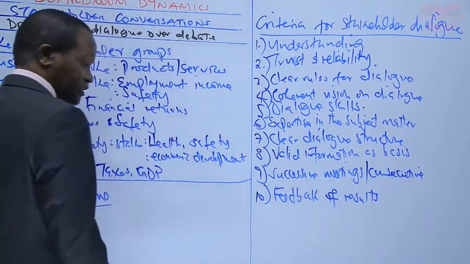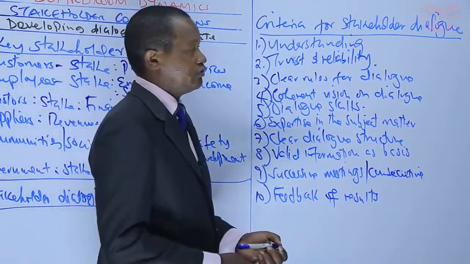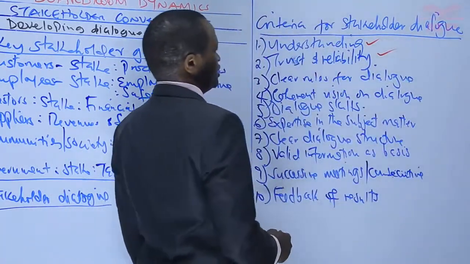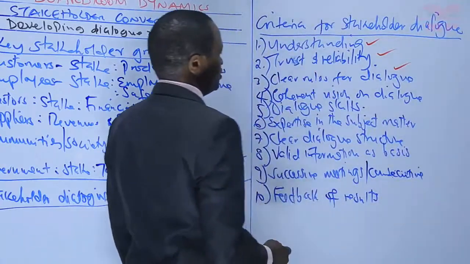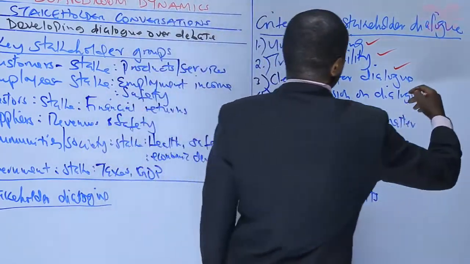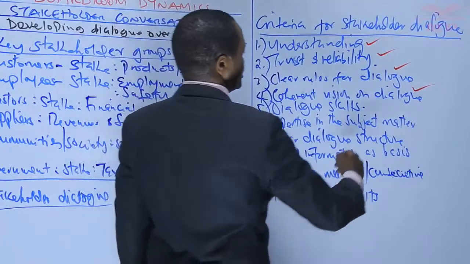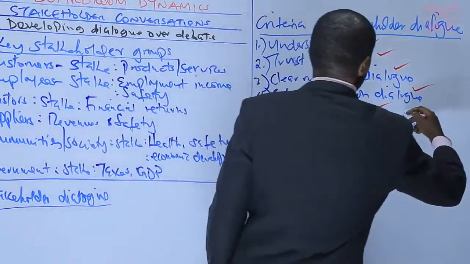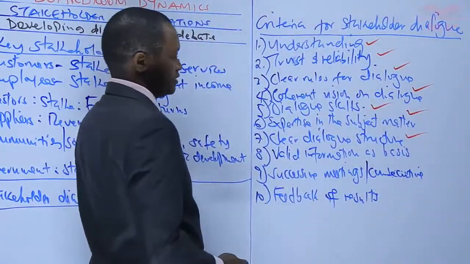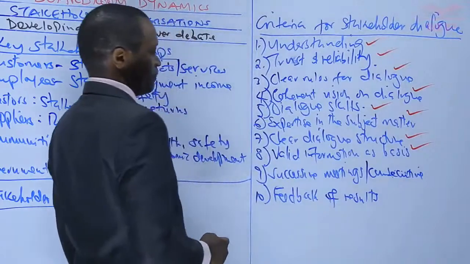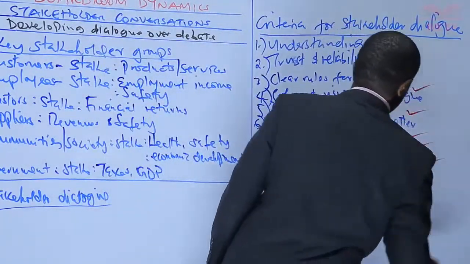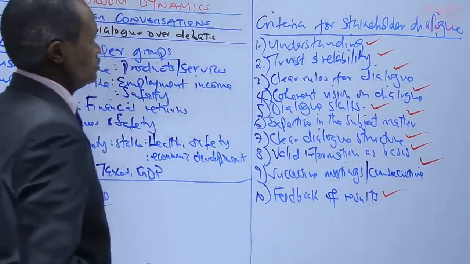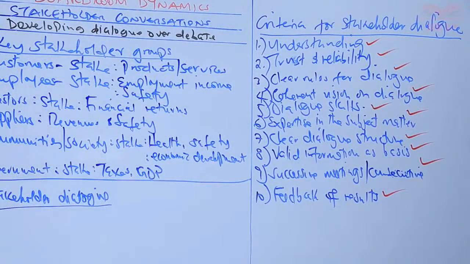These are, in other words, factors that would determine the success of stakeholder dialogue: understanding, trust and reliability, clear rules for dialogue, coherent vision on dialogue. Dialogue skills are also necessary. Expertise in the subject matter, clear dialogue structure, valid information as basis of the dialogue, successive meetings, consecutive meetings or subsequent meetings, then feedback of results. So that will bring this lesson to an end.